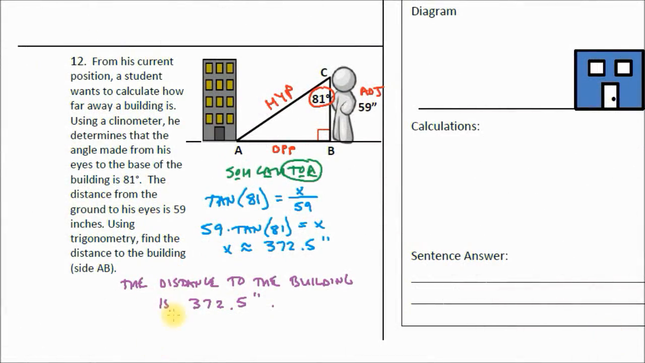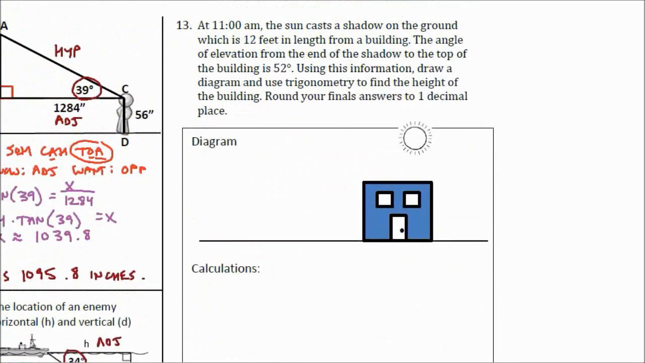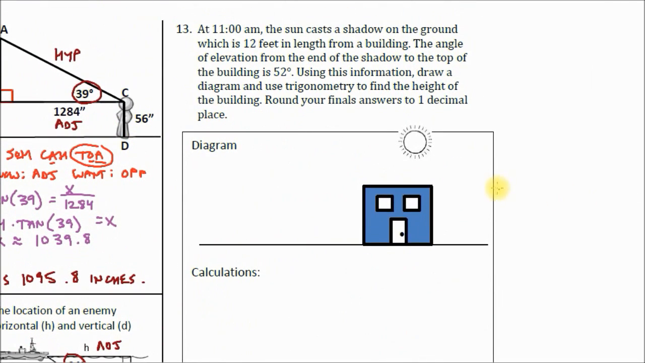Go to the final two questions on review sheet number 2. Number 13: at 11 o'clock, the sun casts a shadow on the ground which is 12 feet in length from a building. The angle of elevation from the end of the shadow to the top of the building is 52 degrees. Using this information, draw a diagram and use trigonometry to find the height of the building. Round your final answers to 1 decimal place.